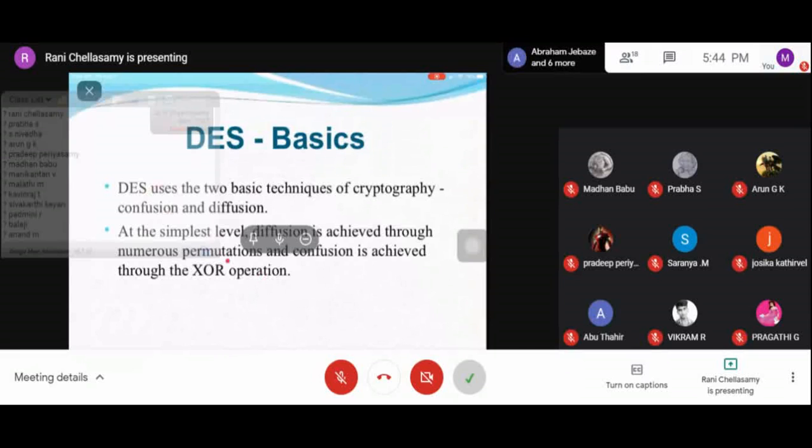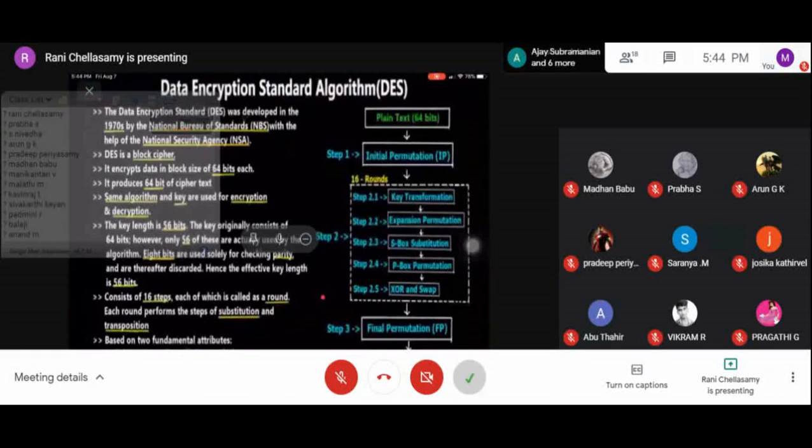Okay, fine. So let's move into the DES algorithm, how it works. On the right hand side, the working process is clearly depicted in the picture. We'll move one by one through the theoretical part along with the picture. This Data Encryption Standard algorithm was developed in the year 1970 by the National Bureau of Standards, NBS, with the help of the NSA, that is the National Security Agency. And this DES is a block cipher method.